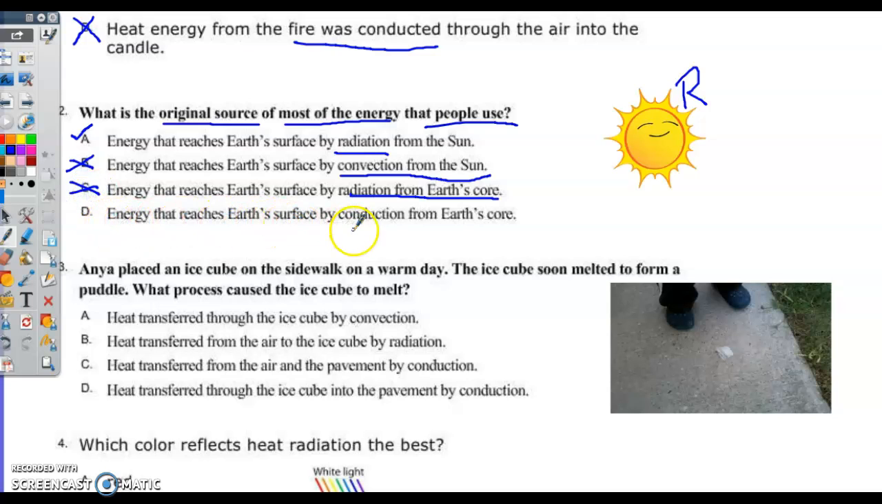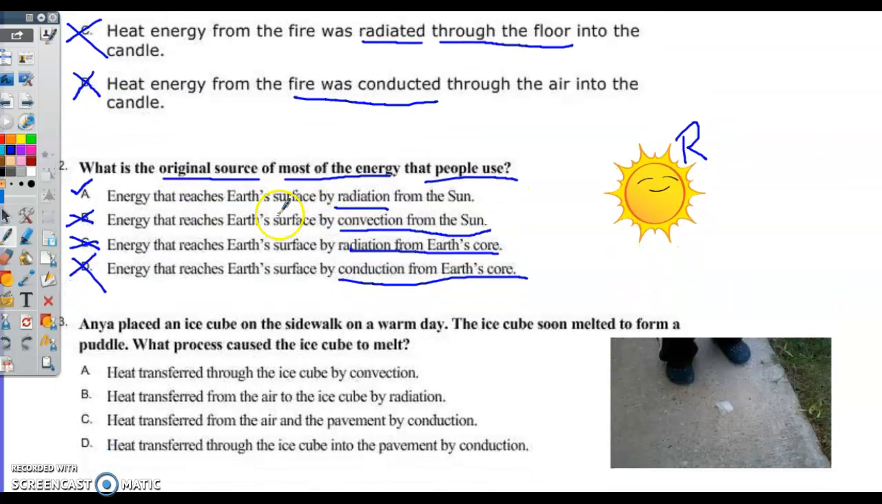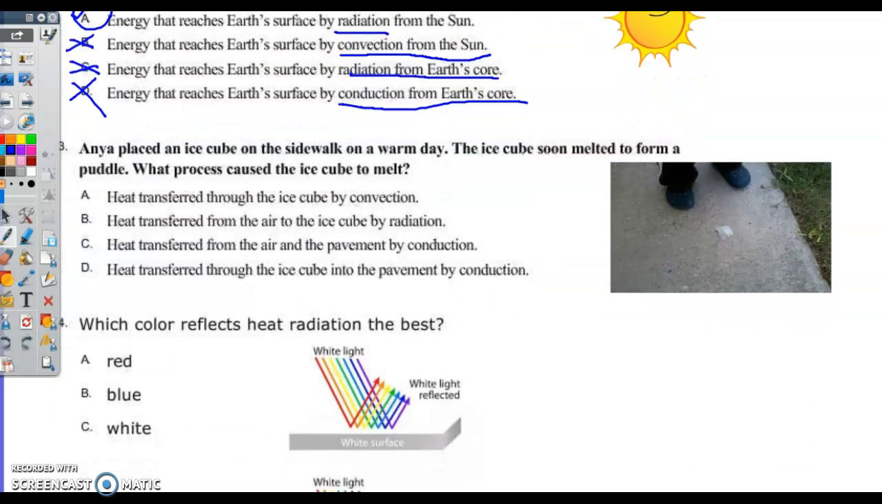Energy that reaches Earth's surface by conduction from the Earth's core. No. So 2 answers in a row. It turns out that our best answer is the first answer. And that's okay. Not a big deal. Any questions so far? 1 and 2, pretty easy, right? Yes. Okay. They get a little harder. There's a couple tricky ones in here we'll talk about.